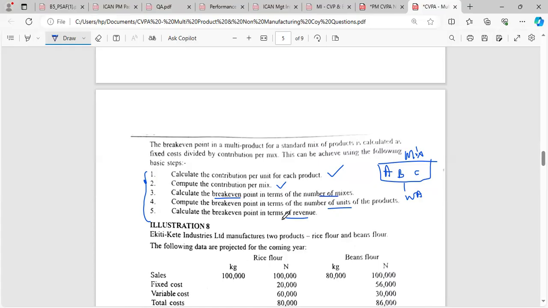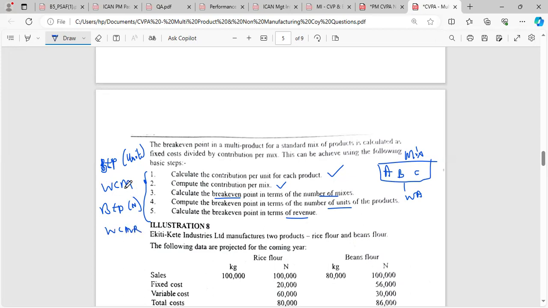So, but the major thing that you just need to understand is to calculate the contribution for each product, then look for the weighted average. Points number 2 and 3, which are very important, you can jot this down: when you are computing break-even points in units, you make use of weighted average contribution, weighted contribution margin, WCM. But when you are calculating break-even points in Naira, you make use of weighted contribution margin ratio.